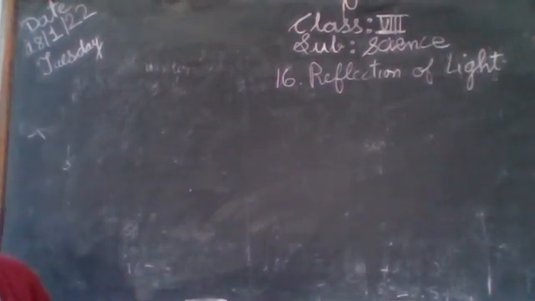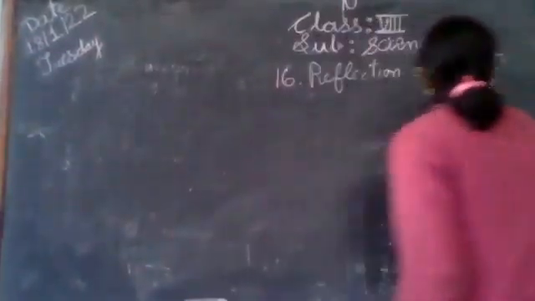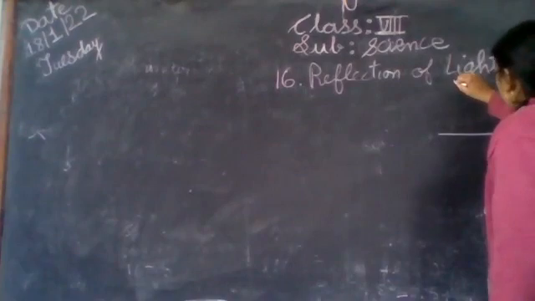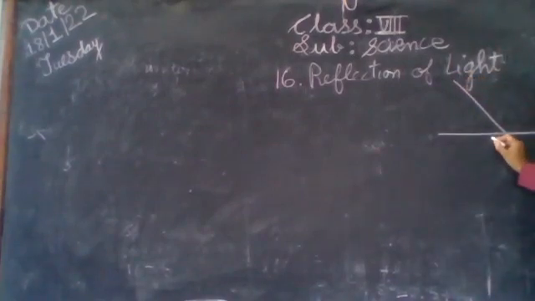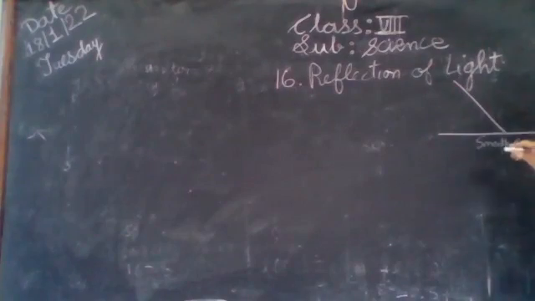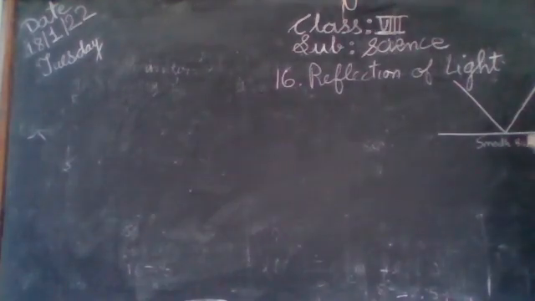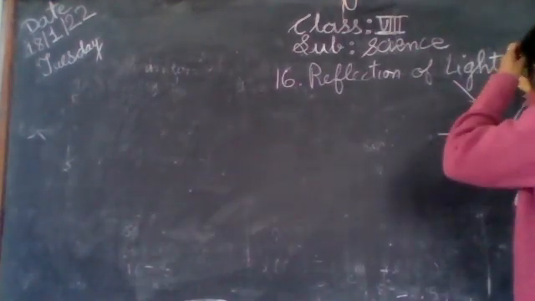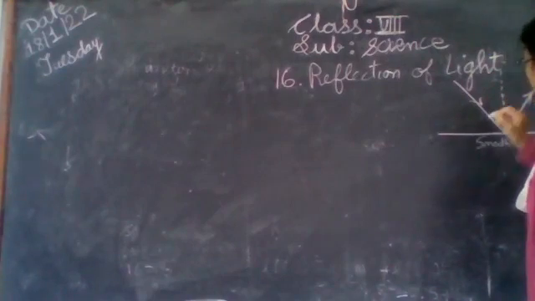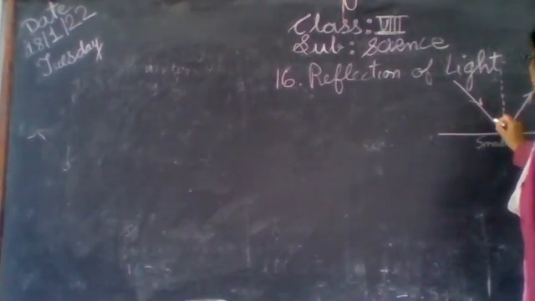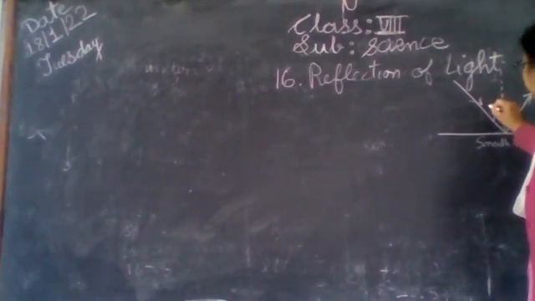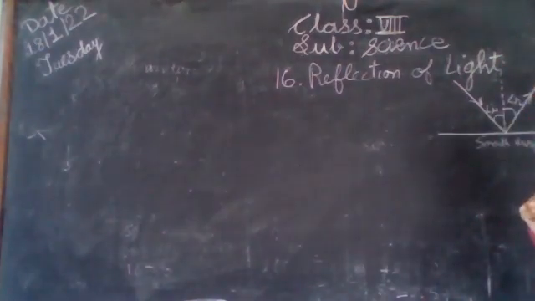According to this law, whenever reflection takes place from a smooth surface, this is a smooth surface that I have drawn. Okay, it is noted down that when reflection takes place and an imaginary normal is drawn, the angle of incidence is always equal to angle of reflection.